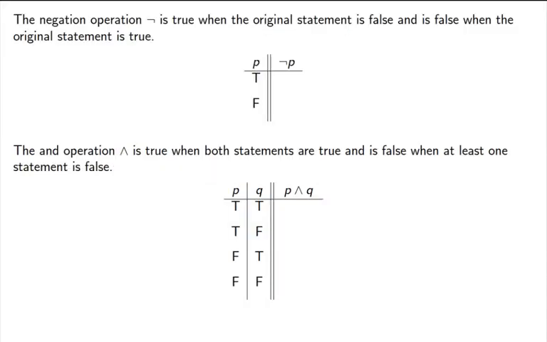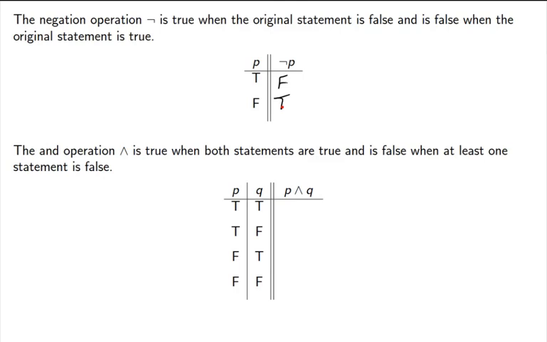The negation operation is defined similarly to how it sounds. It does the negative, the opposite, if you will, of what the logic currently is saying. So if the original statement is true, the negation will define to be false. And if the original statement is false, we'll define the negation to be true.